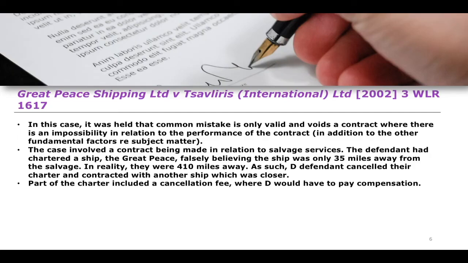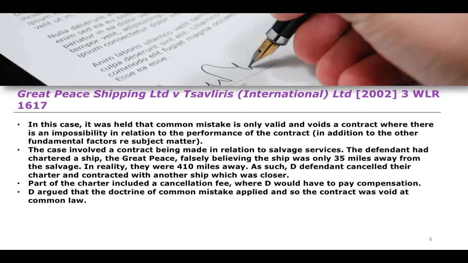Part of the charter included a cancellation fee, and the defendant would have to pay compensation if they cancelled the charter. Makes sense. The defendant argued that the doctrine of common mistake applied, and so the contract was void at common law. So there would not be the necessity to pay this cancellation fee because the contract was void. It never existed in the first place, fundamentally, at common law.